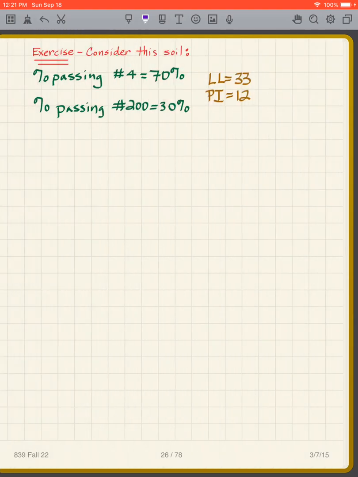Okay, so for this soil, this is a typical type of problem you might get asked in a different way that you should be able to get an answer to. If the percent passing the number 4 is 70%, and the percent passing number 200 is 30%, and the liquid limit and the plasticity index are these, what kind of soil do we have? So pause the video and do this problem.